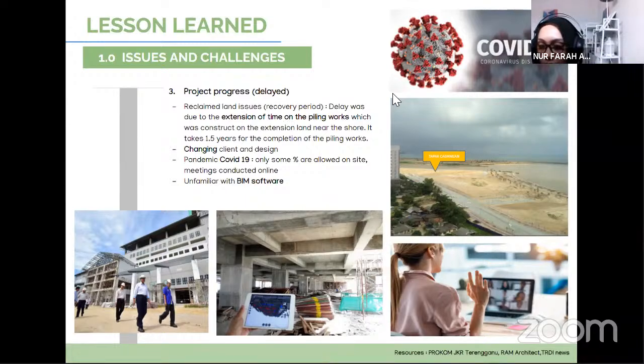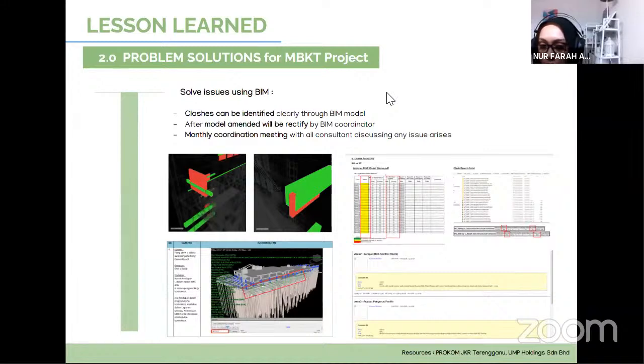So next, here is how they solve the issue using BIM. When the clashes have been identified clearly in the BIM model, later on they will amend and rectify them through the BIM coordinator, and they also hold a monthly coordination meeting where the consultants will solve the issues whenever they arise.